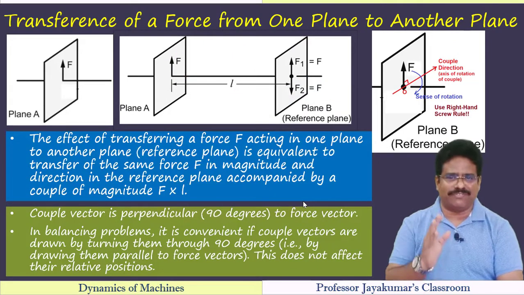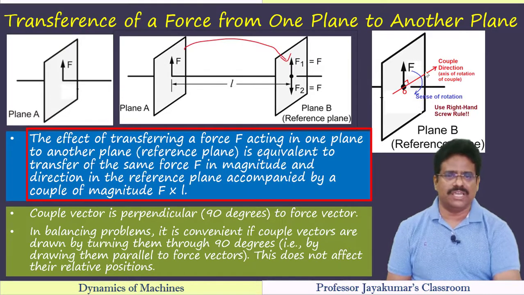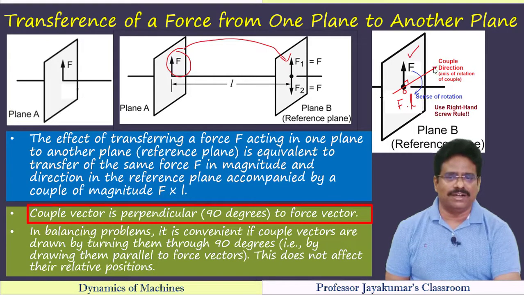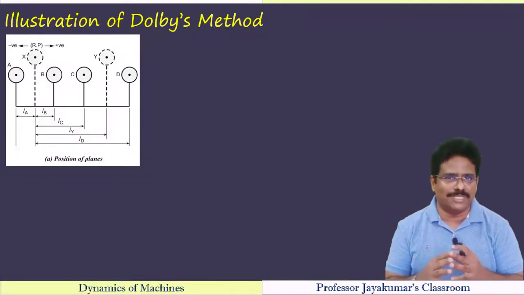So this is the summary. The effect of transferring a force acting in a plane to another plane will be equal to the same force F in magnitude and direction plus a couple of magnitude FL. So we will have force plus couple F into L. Okay, that's the first point. The second point is the couple vector is perpendicular to the force vector. Now let us come to the illustration of Dolby's method.